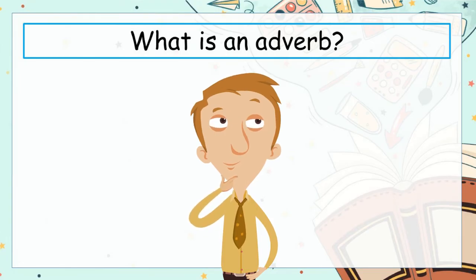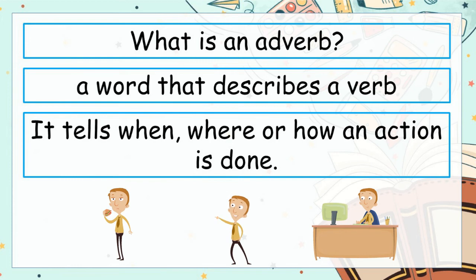There is a little clue in the actual word if you look close enough. Can you pause the video and write down what you think an adverb might be? Well, the clue was in the word. An adverb is a word that describes a verb. It tells when, where, or how an action is done.